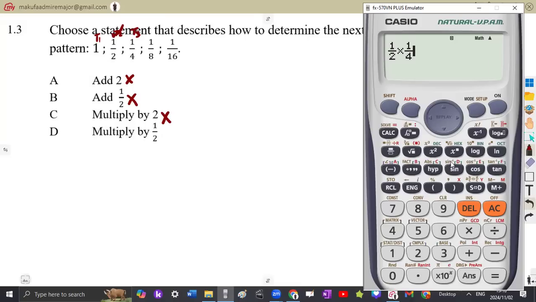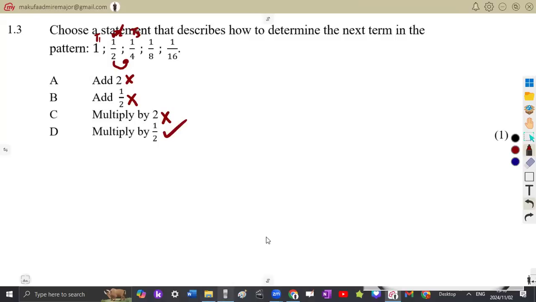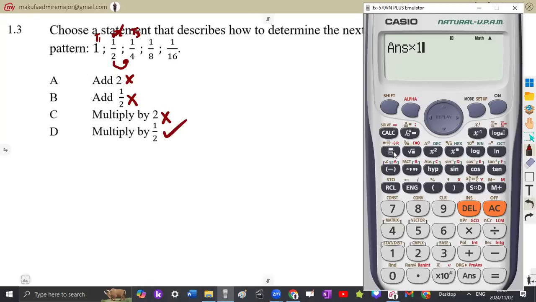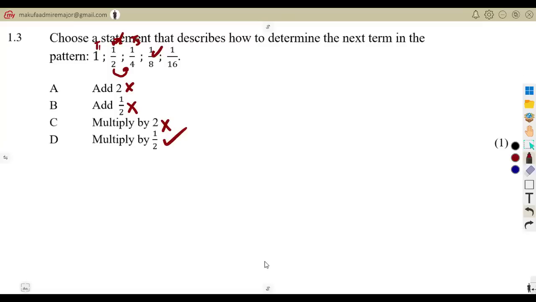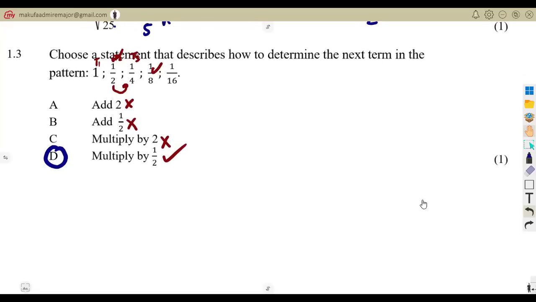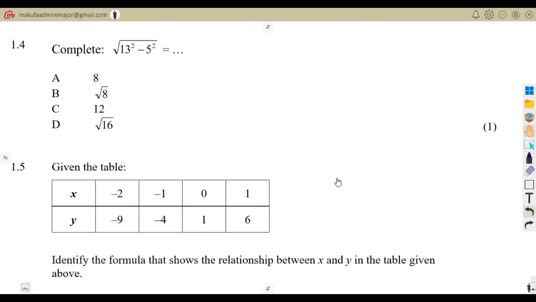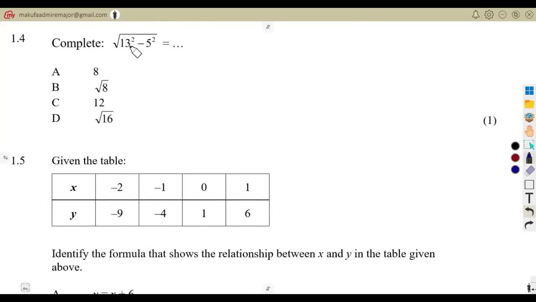So if we multiply by 1 over 2, are we obtaining the next term? All right, this is 1 over 2 here, and the next is 1 over 4. Let's multiply 1 over 4 by 1 over 2 and see what we're going to have. This is going to give us 1 over 8, exactly what we have. So this is exactly what is describing the pattern that we are given. So D was going to be the best answer.